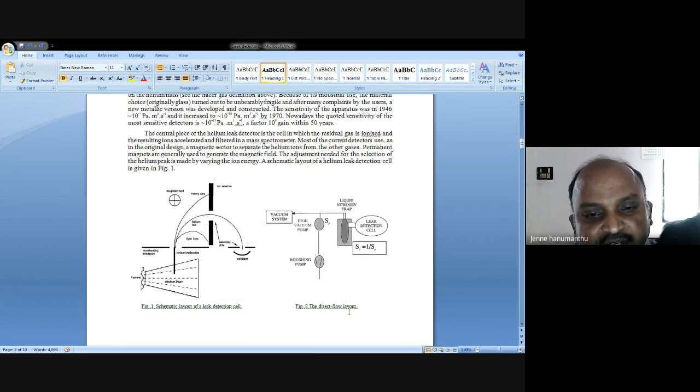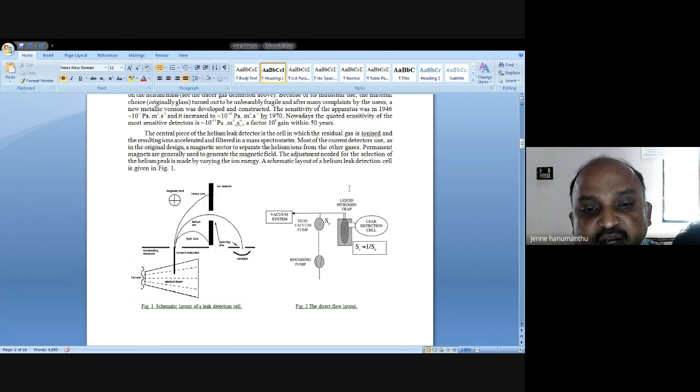See, direct flow diode. So we are pumping to this pipe. Here there is a high vacuum pump. It is a vacuum system. So the helium is entering like this, and here is a liquid nitrogen trap.